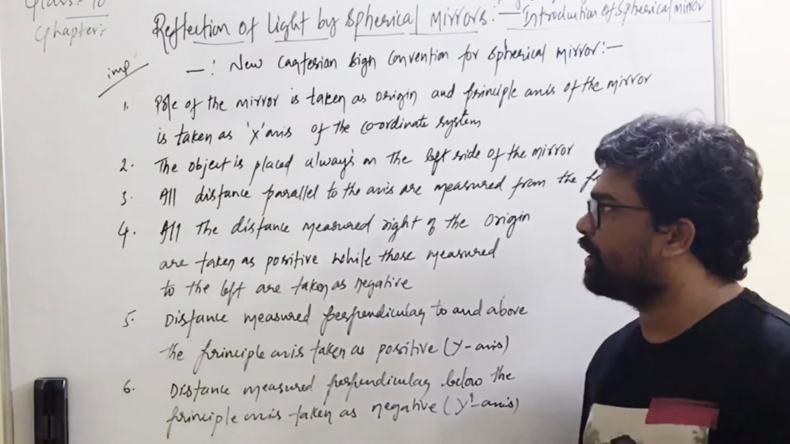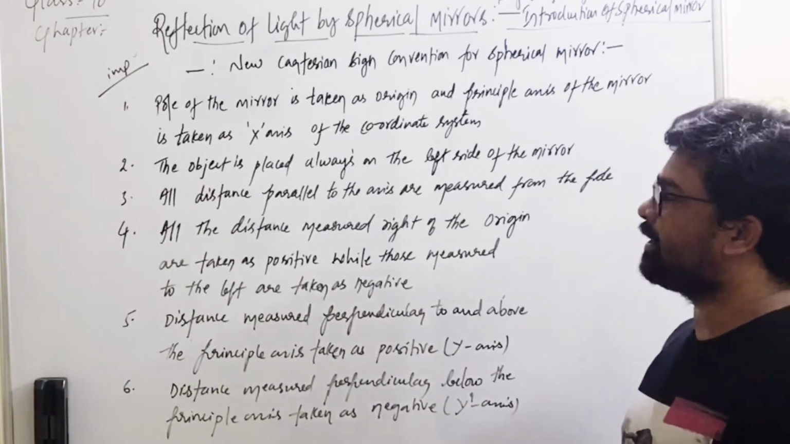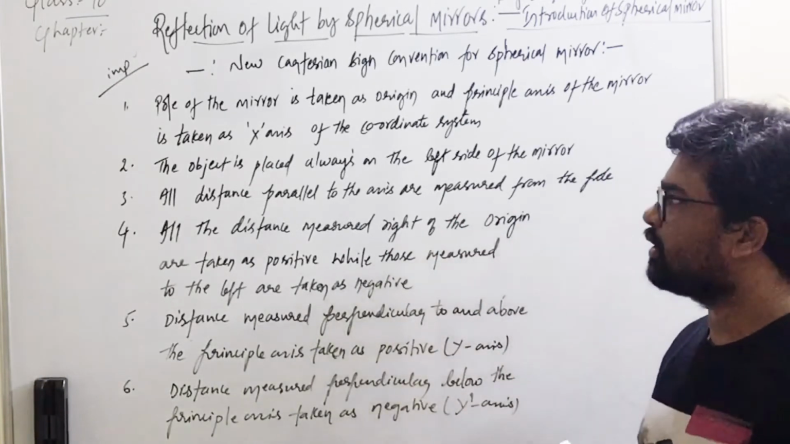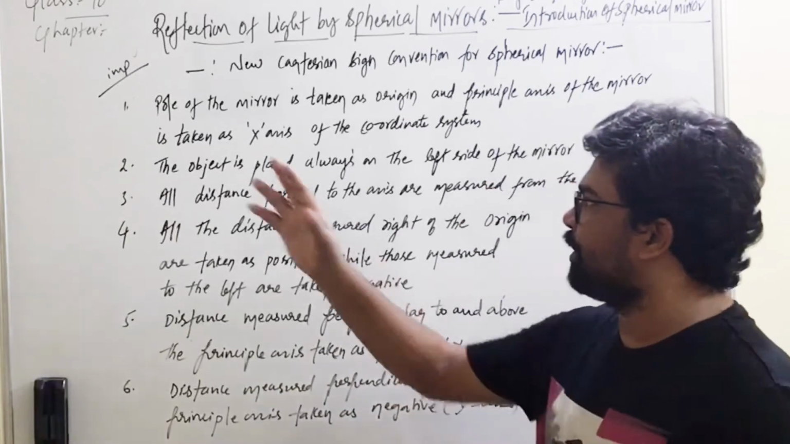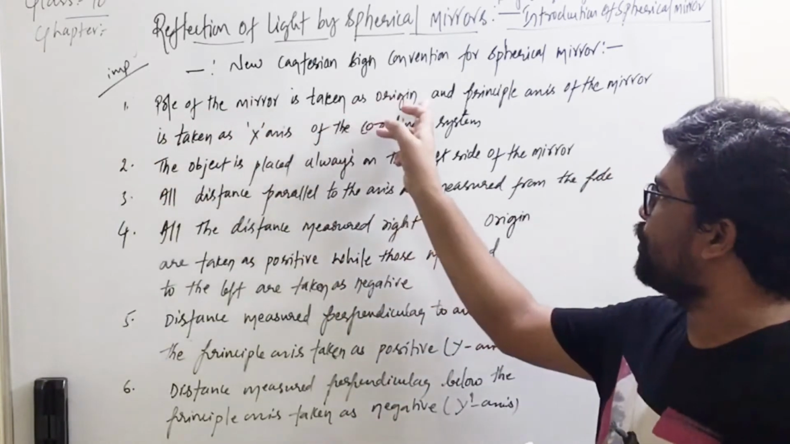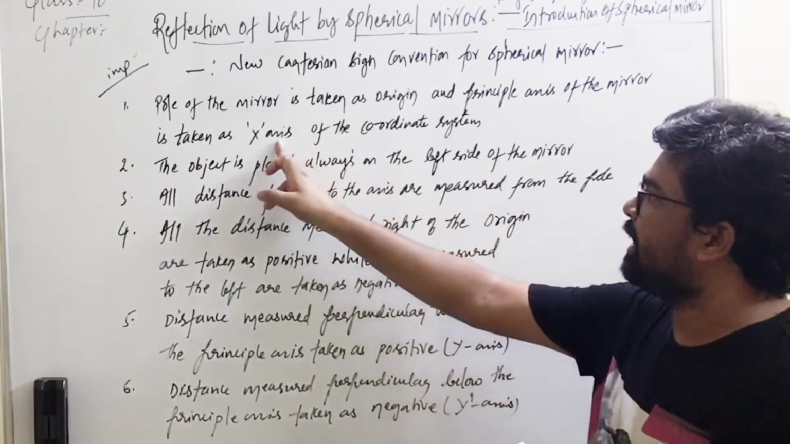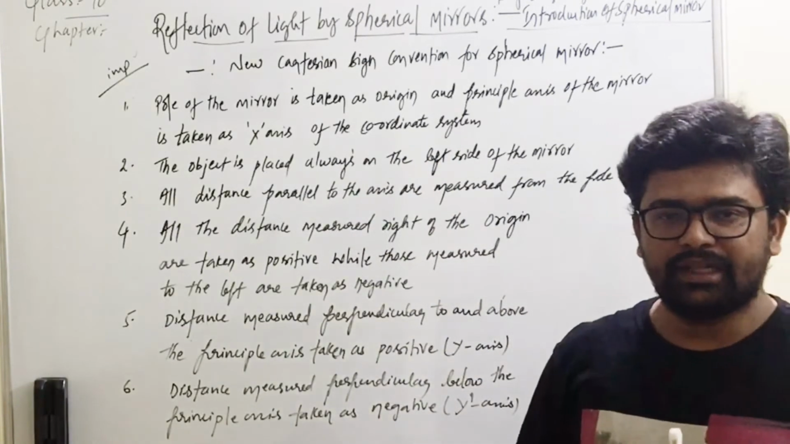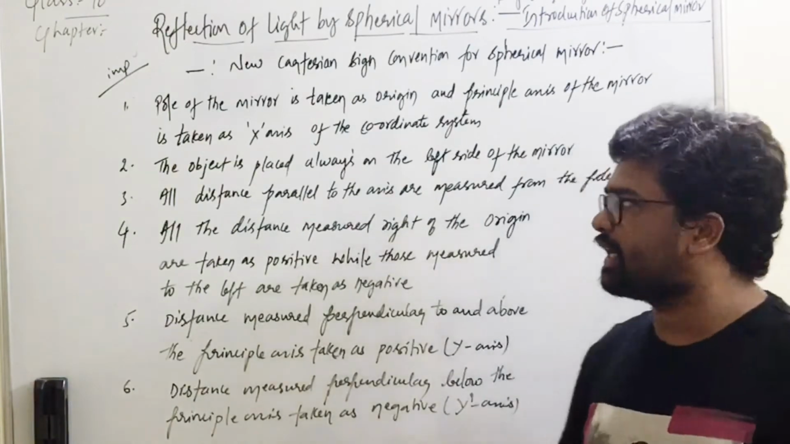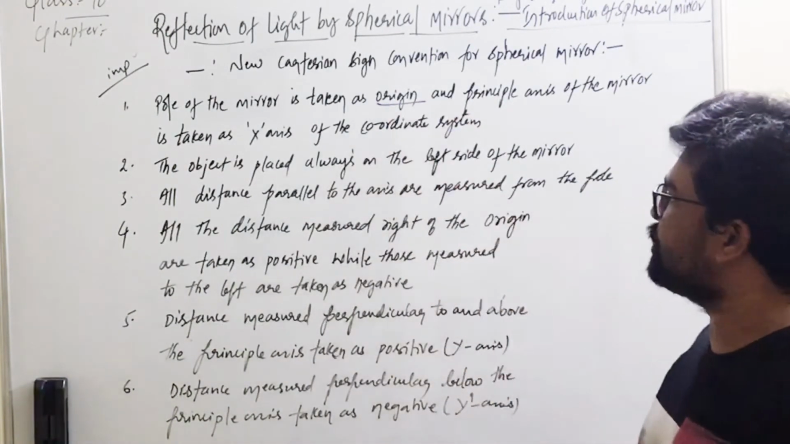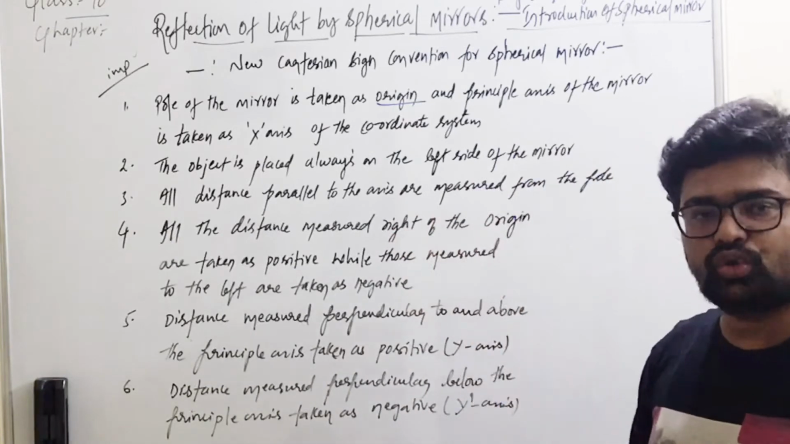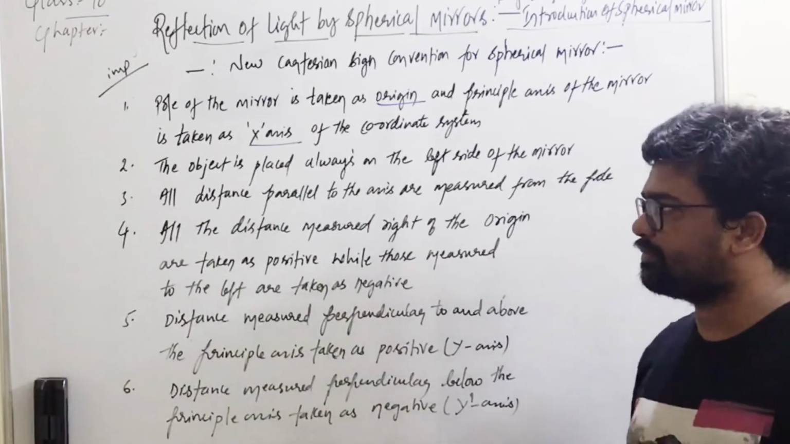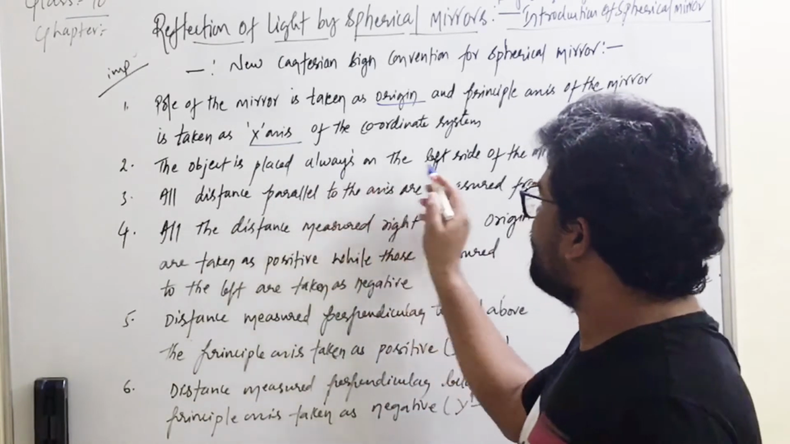Now let us start the new topic of reflection of light by spherical mirrors, that is the Cartesian sign convention for spherical mirrors. Here are certain points to be remembered. The first point: the pole of the mirror is taken as the origin and the principal axis of the mirror is taken as the x axis of the coordinate system. So the pole of a mirror, either concave or convex, is taken as origin, and the principal axis which we draw through the mirror is taken as the x axis. The object is placed always on the left side of the mirror.